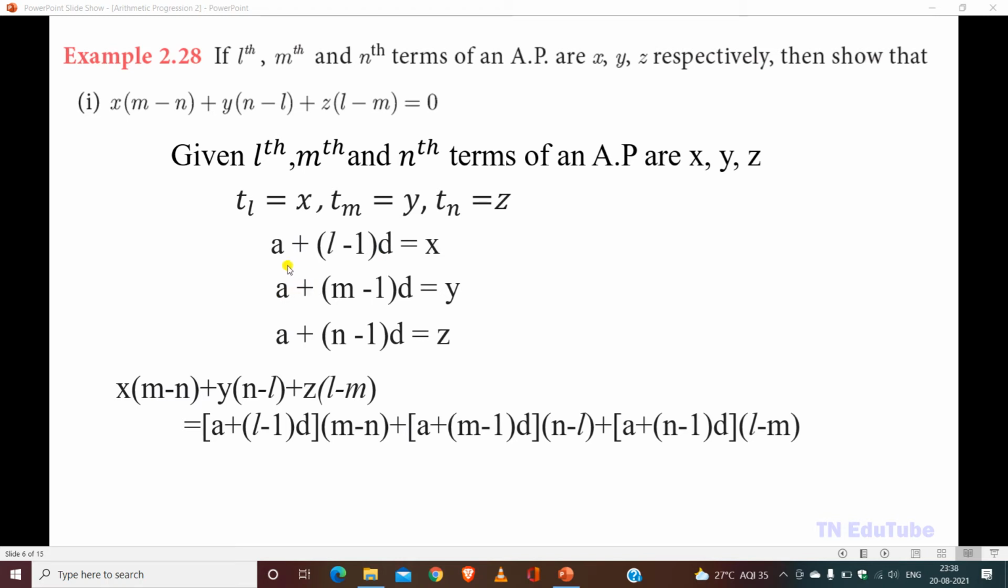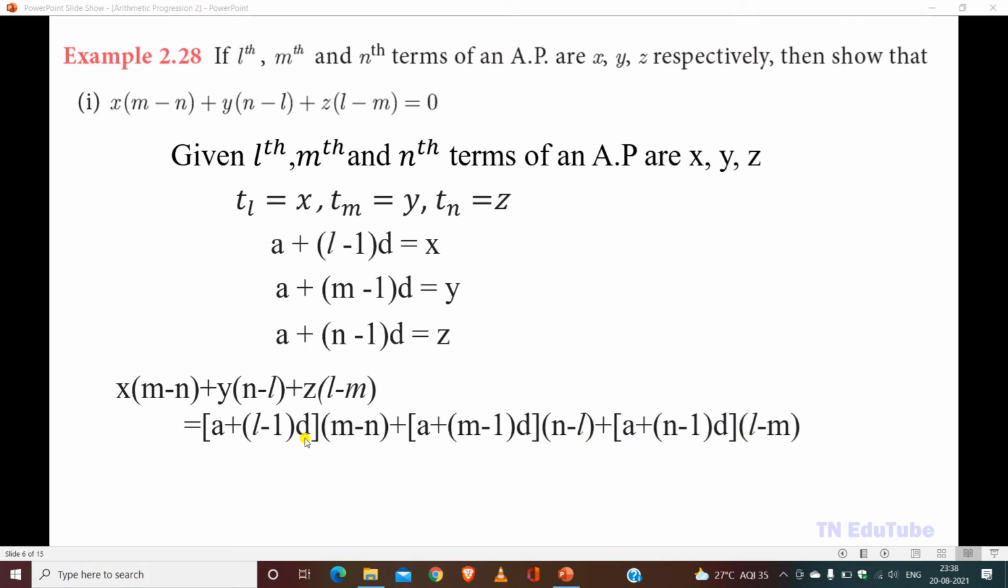So in the place of x, you substitute a plus l minus 1 into d into m minus n. In the place of y, you substitute this value, a plus m minus 1 into d into n minus l. Like that, in the place of z, you substitute a plus n minus 1 into d into l minus m. Then we can simplify. All the brackets are having an a term and d term. So we have to take it separately. Three terms are there. This much is one term plus this much second term. This much is third term.